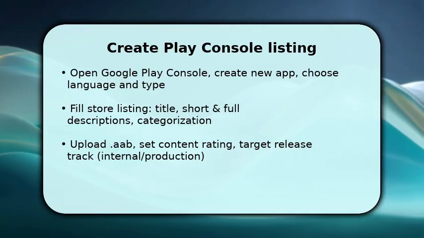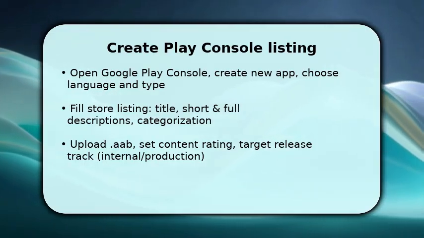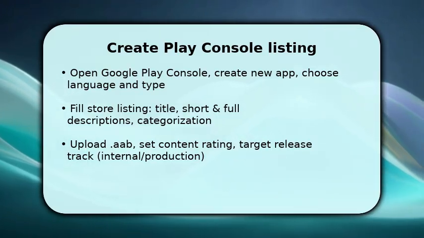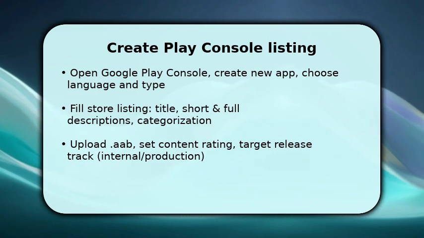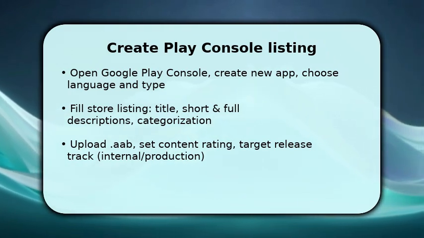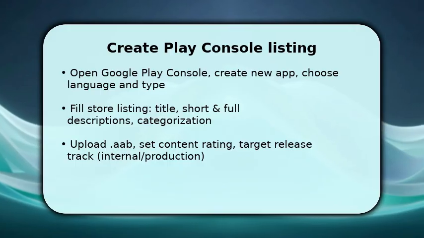Upload your signed AAB, configure the release track, start with internal or closed testing to validate, and complete the content rating questionnaire. Make sure you configure privacy policy and any required permissions before proceeding. Finally, review the release and roll it out.